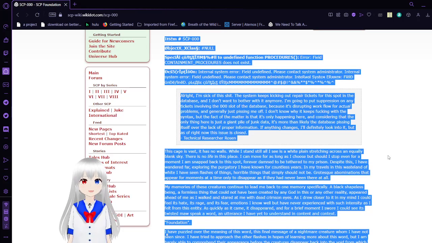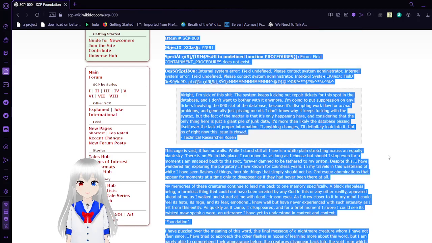Alright, I'm sick of this crap. The system keeps kicking out repair tickets for this spot in the database. I don't want to bother with it anymore. I'm going to put suppression on any tickets involving the A000 slot of the database, because it's disrupting this workflow for actual problems, and generally just pissing me off. I don't know why it keeps freaking with the syntax, but the fact of the matter is that it's only happening here. Considering that the only thing here is just a pile of junk data, it's more likely the database pissing itself over the lack of proper information. If anything changes, I'll definitely look into it. But as of right now, this issue is closed. Technical researcher Rosin.